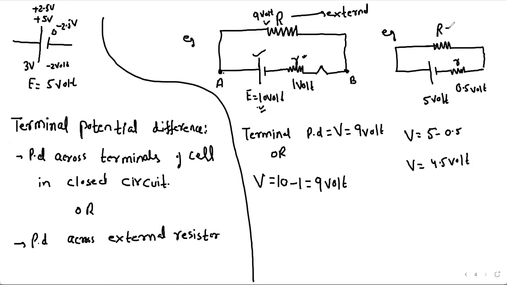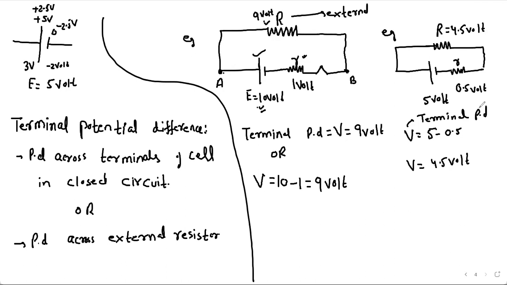Abdullah, what is the potential difference across this external resistor? 4.5 volts. So the potential difference across the external resistor is the total EMF of the cell minus the potential difference across this internal resistance. This is what we call the terminal potential difference of the cell. That's the terminal potential difference. So this is the mathematical definition of terminal potential difference.